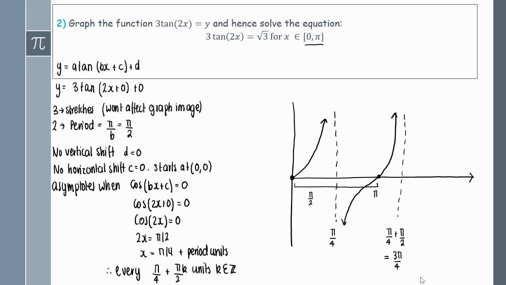Now let's have a look at where it hits the x-axis. So remember that will happen every pi on 2 units. So I'll have it at 0, at pi on 2. And if I plus another pi on 2 here, I should get pi. So this is the graph of the function between 0 and pi.